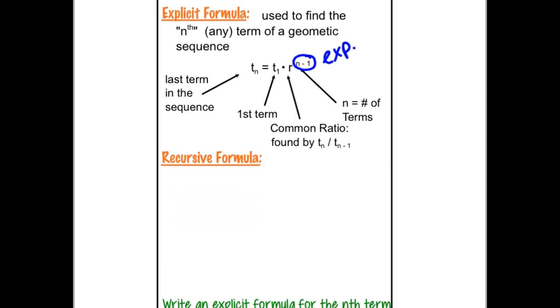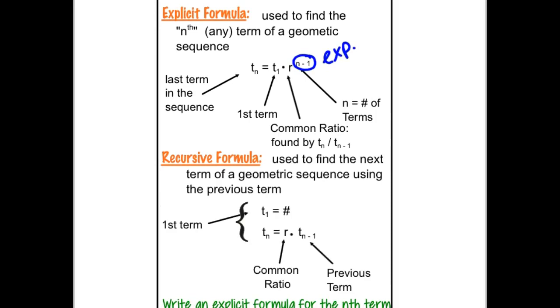And then the wonderful recursive formula is used to find the next term of a geometric sequence using the previous term. Our first term is t sub 1 equals the number that we start with, and t sub n equals r times t sub n minus 1. So the common ratio times the previous term. I will tell you, we're not going to assess on the recursive formula, but it is useful. It's actually probably easier than the explicit formula itself.